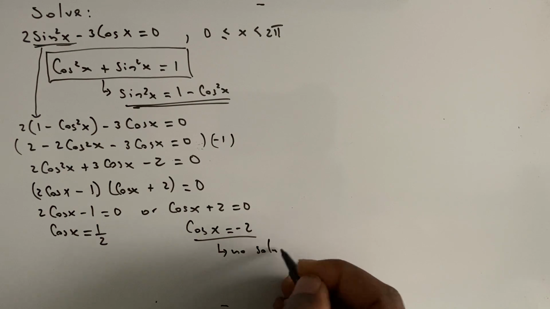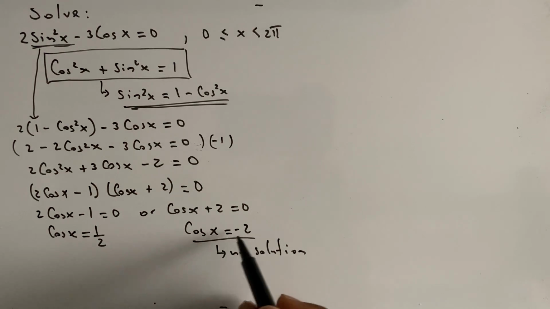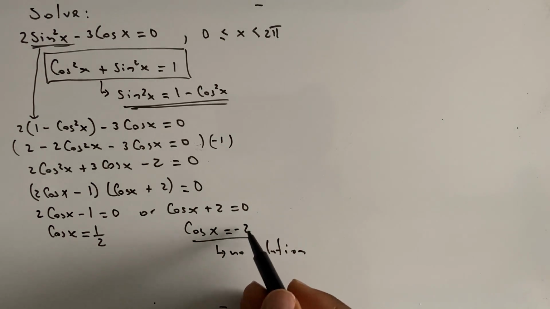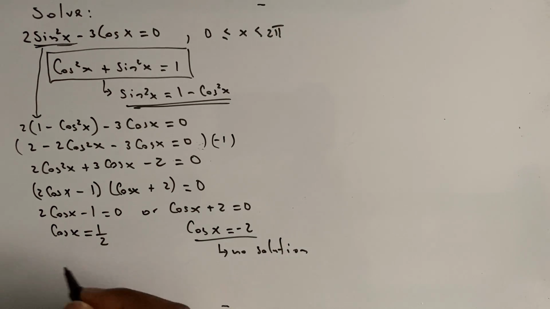No solution here, because there are no angles for which cosine x would be negative 2. This is not part of the range of cosine. Any value you give to x will not give negative 2, because cosine has to be between negative 1 and 1. So in this case, no solution.